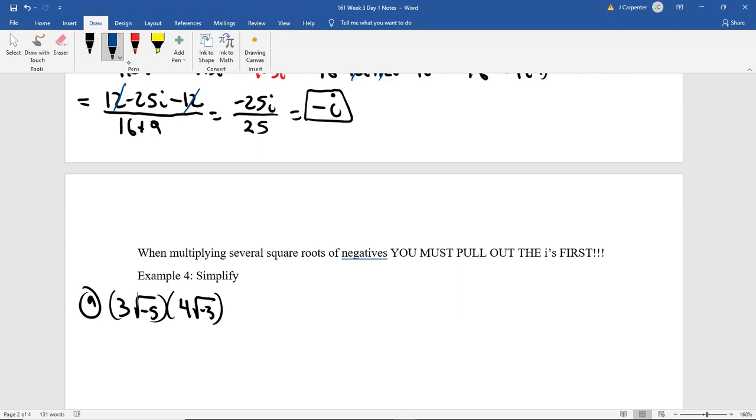So here's the way you have to do this. You have to pull out your i's first. I know that sounds gross. So you cannot take the -5 and the -3 and say that's a 15. It's wrong, wrong, wrong, wrong, wrong.